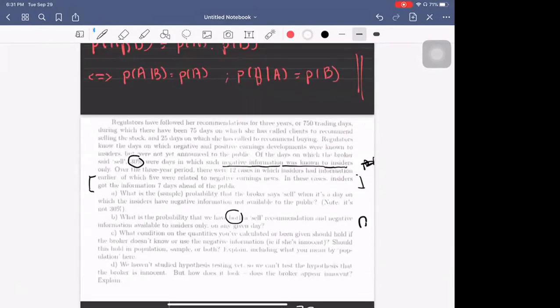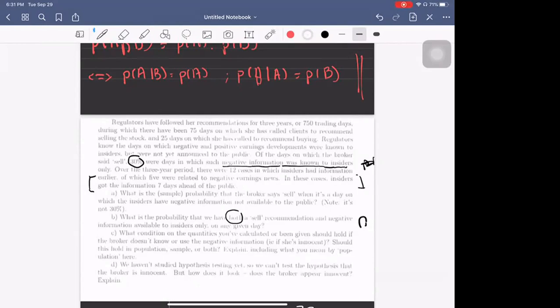So next question. What condition on the quantities we calculated or been given should hold if the broker doesn't know or use the negative information? So there's definitely no calculations here. Can anybody state to me, or does anybody have an idea what should be the conditions to state that she's innocent? It would be independence of the events.